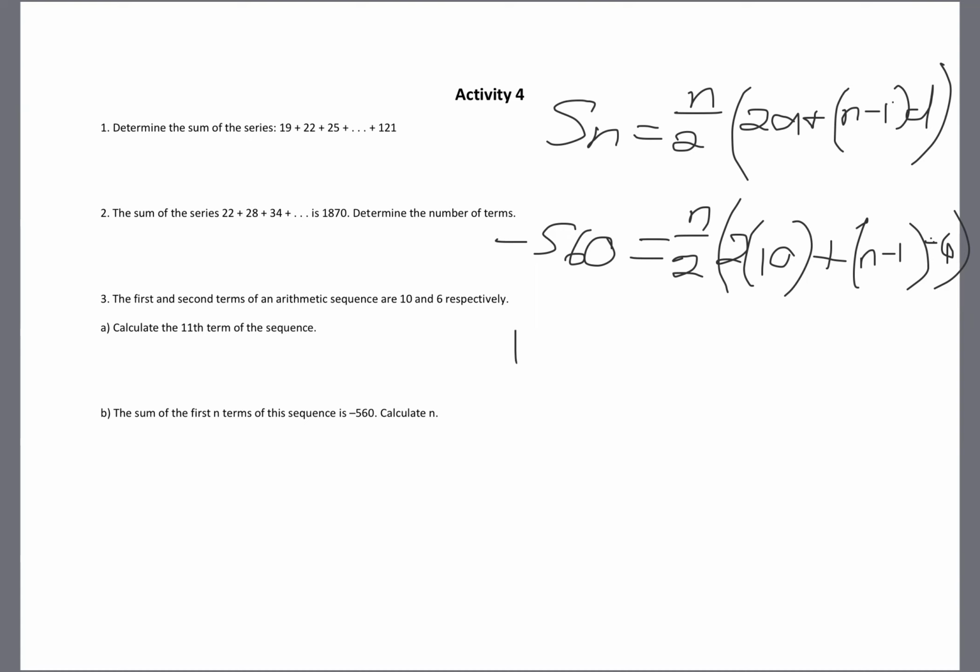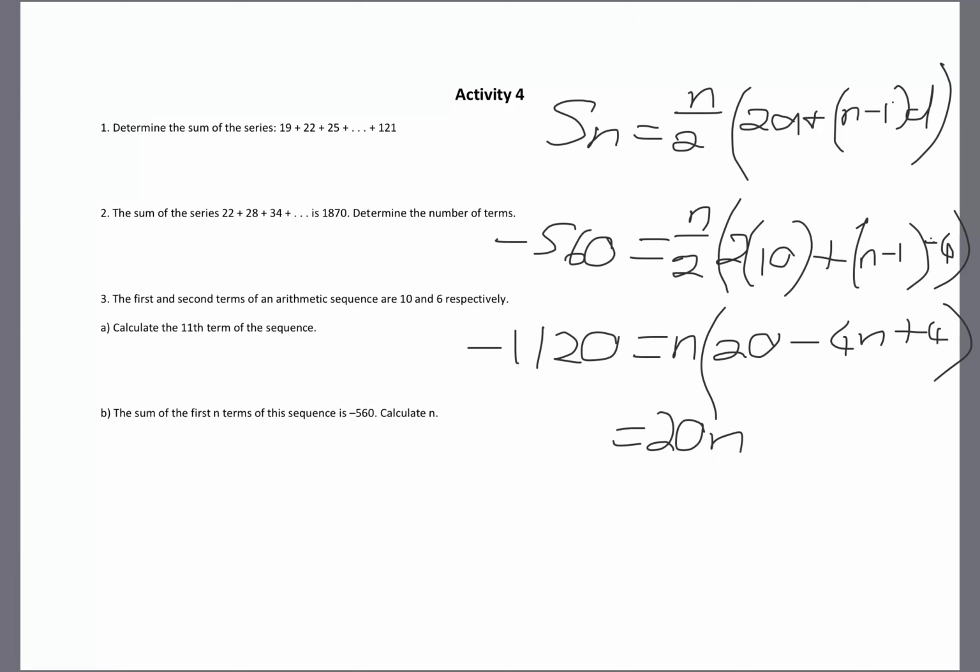1,120 is equal to n. And your first bracket, you have 20 minus 4n plus 4, something like that. Still with me? And then you're going to say 20n minus 4n squared plus 4n.